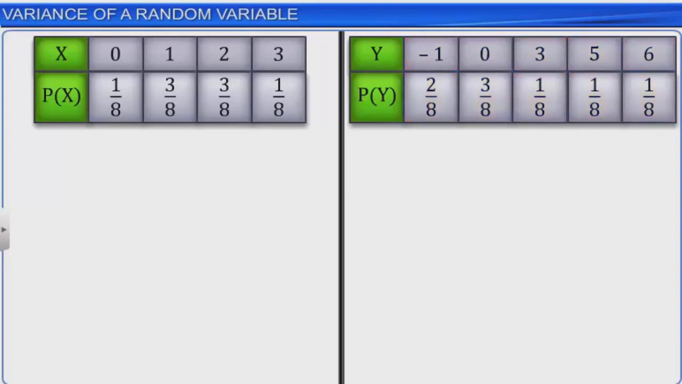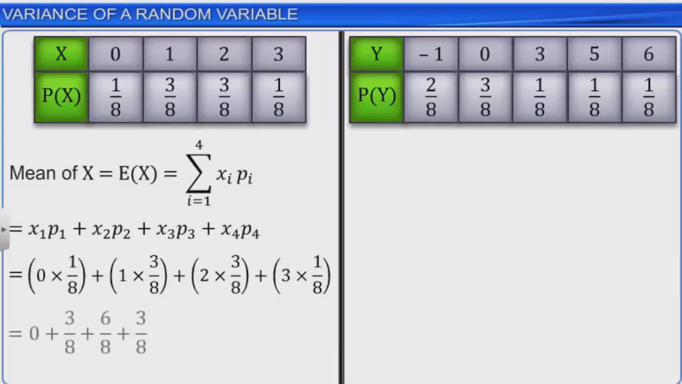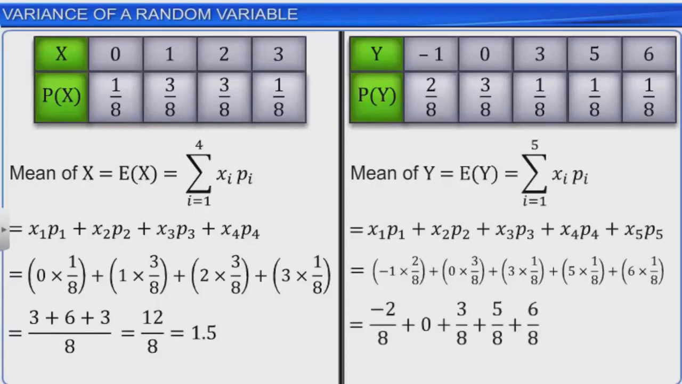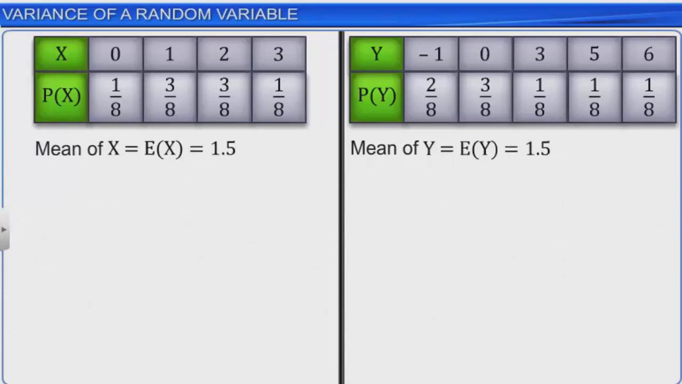Let's calculate the mean of the random variables in both the cases. The mean of random variable X in the first distribution is 1.5. The mean of random variable Y in the second distribution is 1.5. Observe that both the distributions have the same mean. However, it does not give us any information about the variability in the values of the random variables.